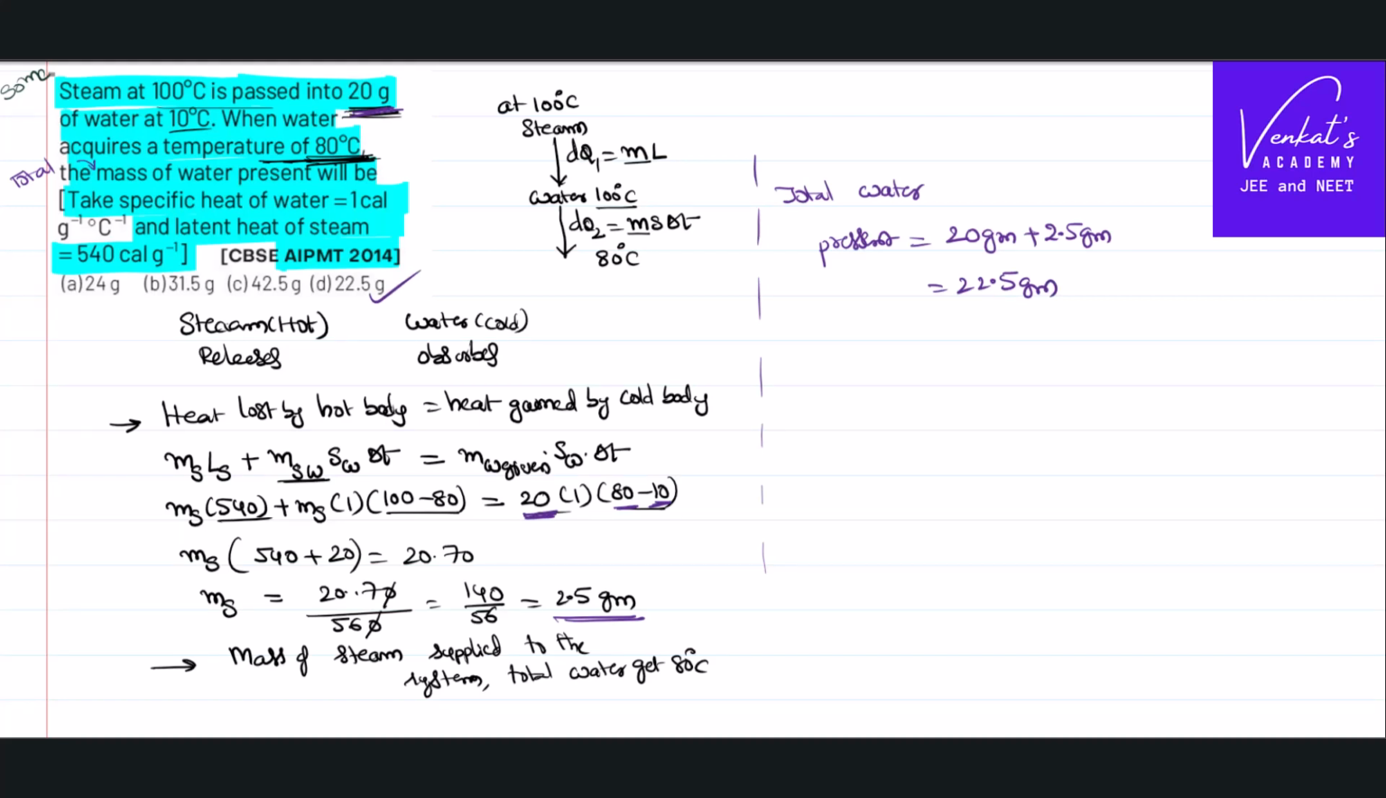To solve this problem, we simply used the principle of calorimetry: when there is no loss or gain of heat from the surroundings, heat lost by the hot body is equal to heat gained by the cold body. The only thing you have to understand more carefully is that steam at 100, before falling to temperature 80, first has to convert into water at 100. For that there will be some emission of heat. Again, to fall from 100 to 80 there is also some emission of heat. That is all used by the available water, right? That is how we solve this problem to get the answer 22.5 grams.